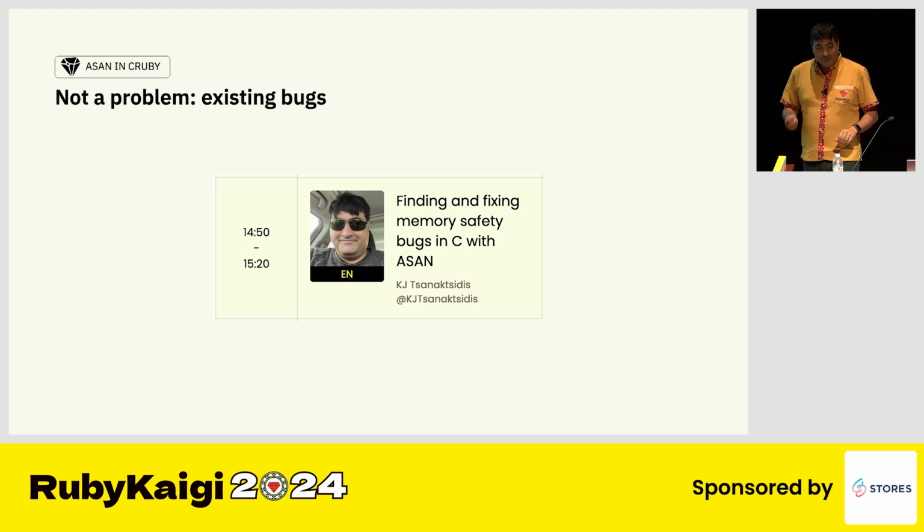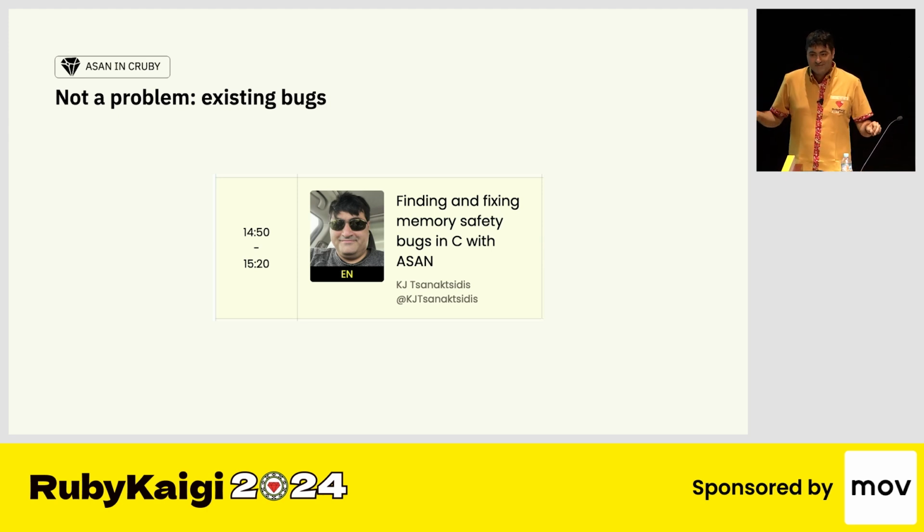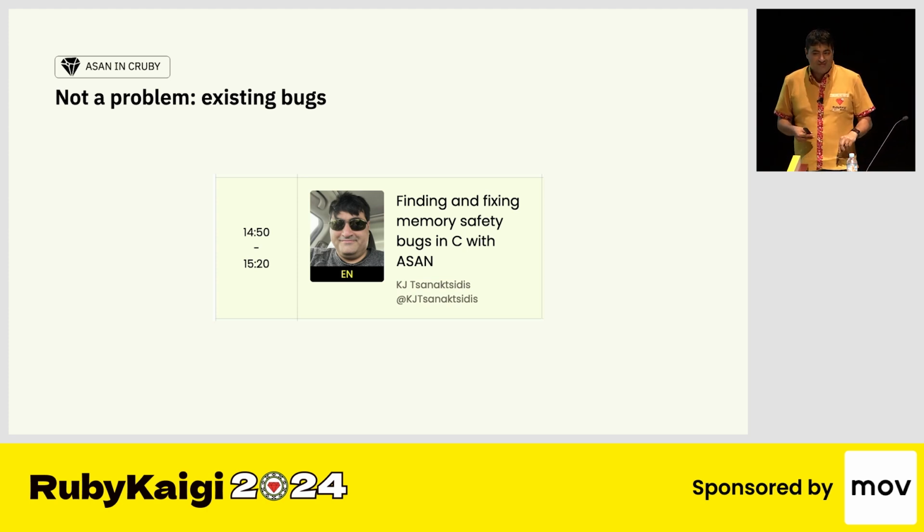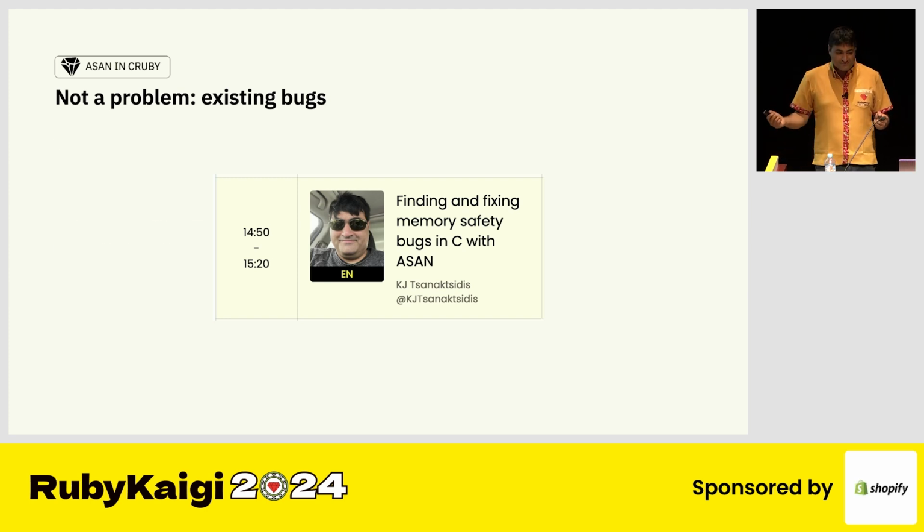One thing that I thought was going to be a problem that turned out to not really be a problem is existing memory safety bugs. So if you looked at the title of this presentation that was on the agenda, it says, Finding and Fixing Memory Safety Bugs in C with ASAN. Because when I submitted this talk, like 3 or 4 months ago, I thought that running Ruby's test suite with ASAN would shake out a lot of problems that needed to be fixed. That turned out not to be the case.